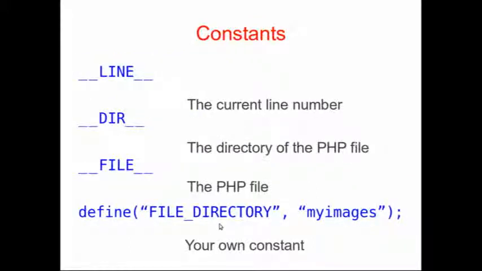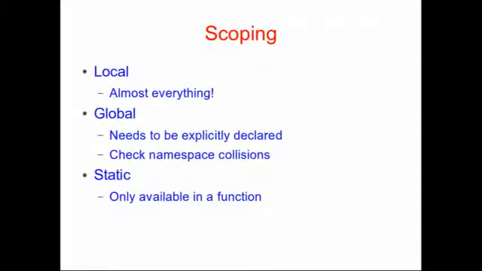There are some constants that are built into PHP, like the 3 that are shown here. They begin and end with 2 underscores, and these 3 describe the line number in the file, the directory of the file, and the actual file, the PHP file that's being processed. And you can define your own constants for use in your own code at any point.